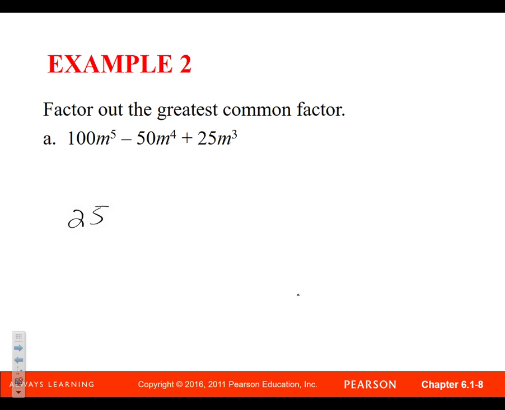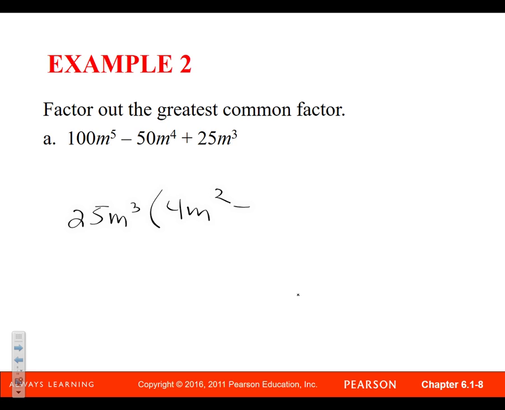So I can see I'm going to have to take 25. What else do they all have in common? 3 m's, don't they? So I can take out 25m to the third. What's the first guy going to get back? 4m to the second. Now the way you can check that, if you did it right, multiply it back out. See if you get this. What's 25 times 4? 100. What's m to the third times m to the second? M to the fifth. So we did that one correctly.